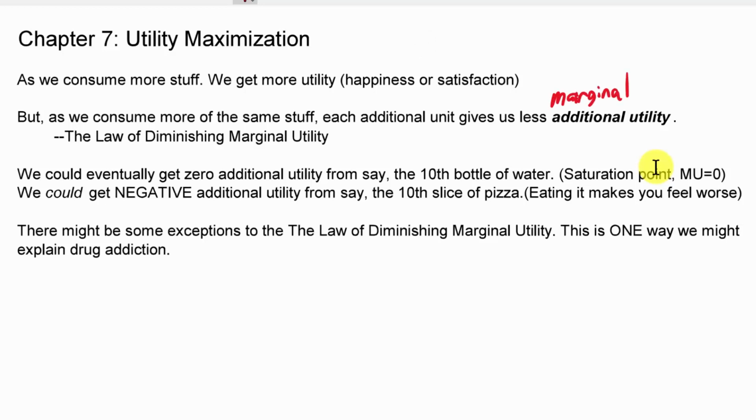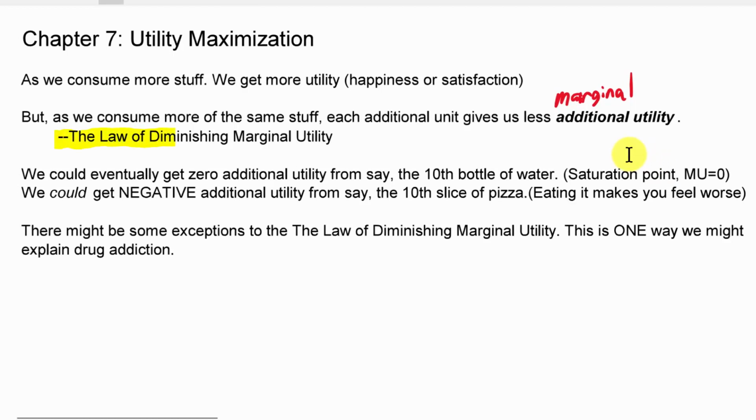So what we see is the first thing you consume, like the first bite of pizza or the first sip of water when you're thirsty, is going to make you a lot happier. But the second bite of pizza or the second sip of water will make you happier, sure, but a little less additional satisfaction than the first one. And so we call this idea the law of diminishing marginal utility. It doesn't mean that your happiness goes down, but the additional happiness you get is a little less and a little less and a little less.